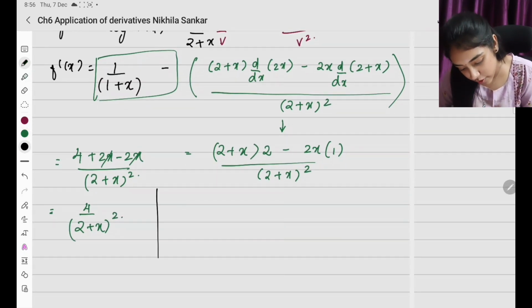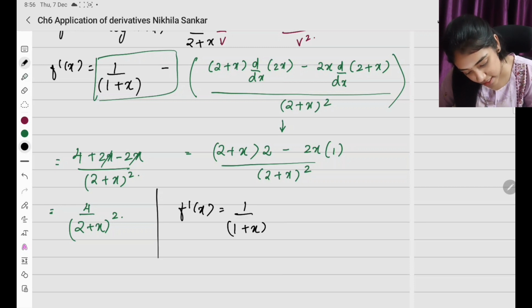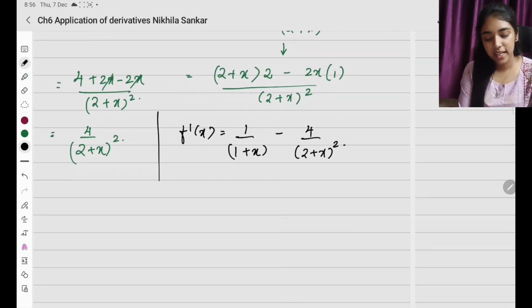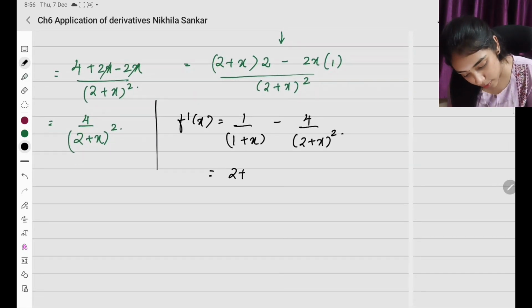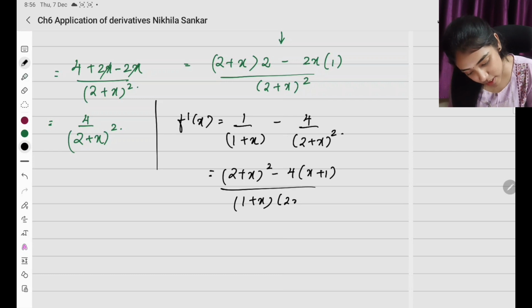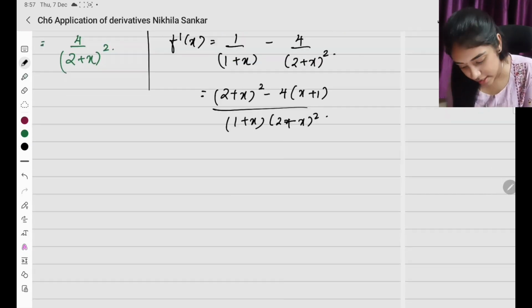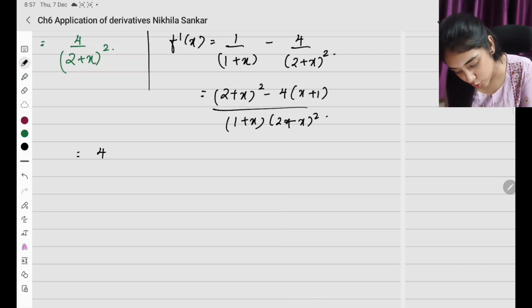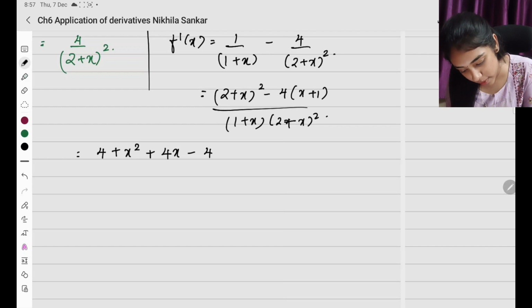So how does my f dash of x look now? f dash of x is 1 by 1 plus x minus 4 divided by 2 plus x the whole square. When I take the LCM, I have 2 plus x the whole square minus 4 times x plus 1, divided by 1 plus x times 2 plus x the whole square. Opening the bracket with a plus b the whole square: 2 square is 4, plus b square, plus 2ab, which is 4x. Then minus 4x minus 4, divided by 1 plus x times 2 plus x the whole square.